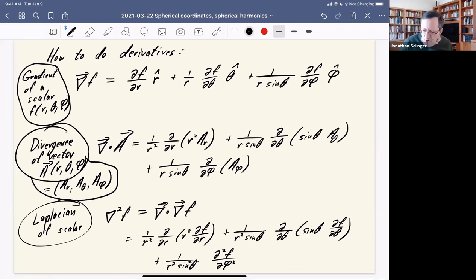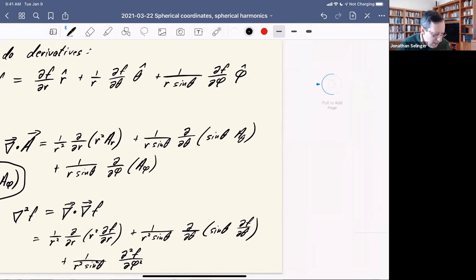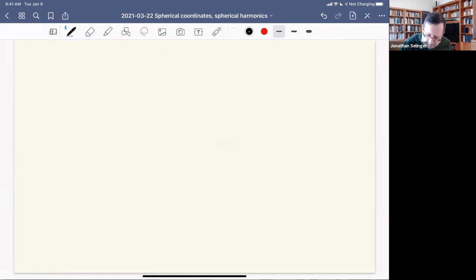Okay, so suppose we want to solve Schrodinger's equation in spherical coordinates. Okay, so for the Schrodinger equation in spherical coordinates.